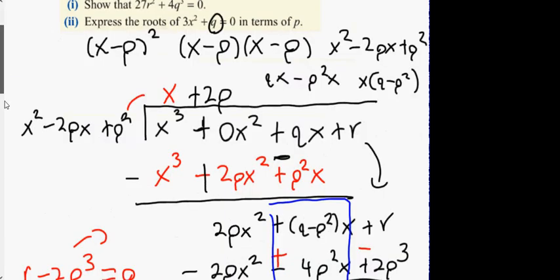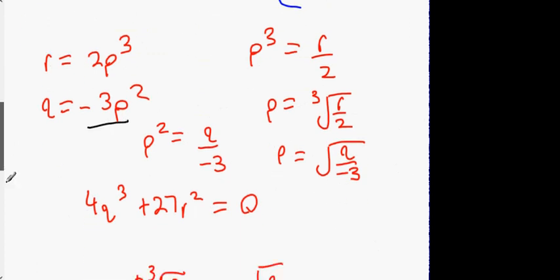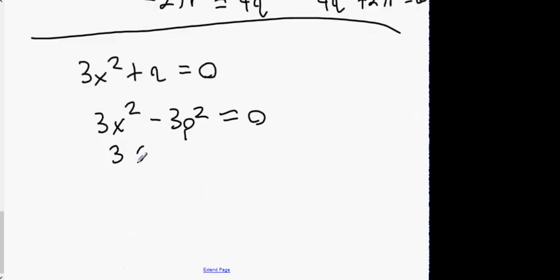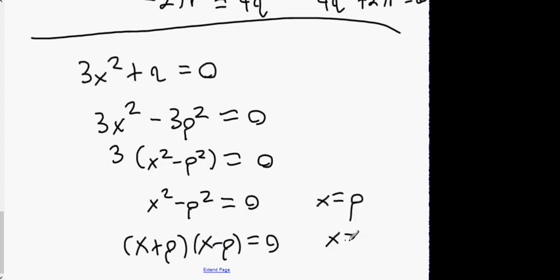So you go down to your list and you go, okay, q is minus 3p squared. So you go in and you say, okay, 3x squared minus 3p squared equals 0. Take out 3, and what you're going to be left with is x squared minus p squared equals 0. 3 times a number is 0. That number therefore has to be 0. Then you do your factorization. x plus p, x minus p equals 0. And then you get x equals p, or x equals minus p.